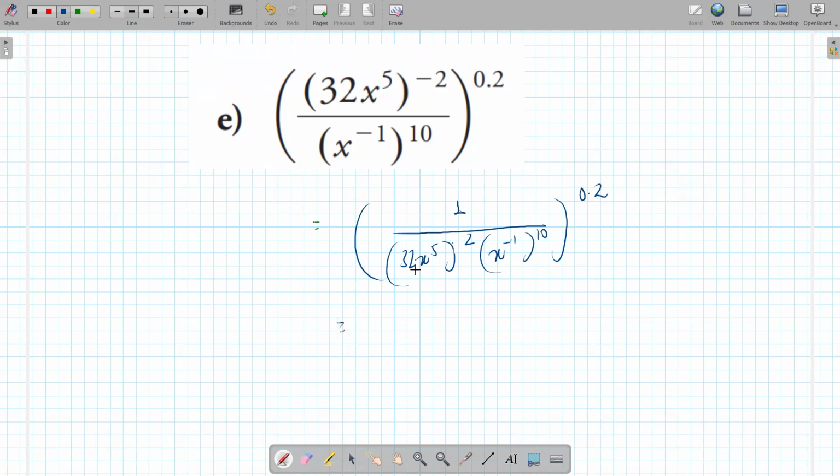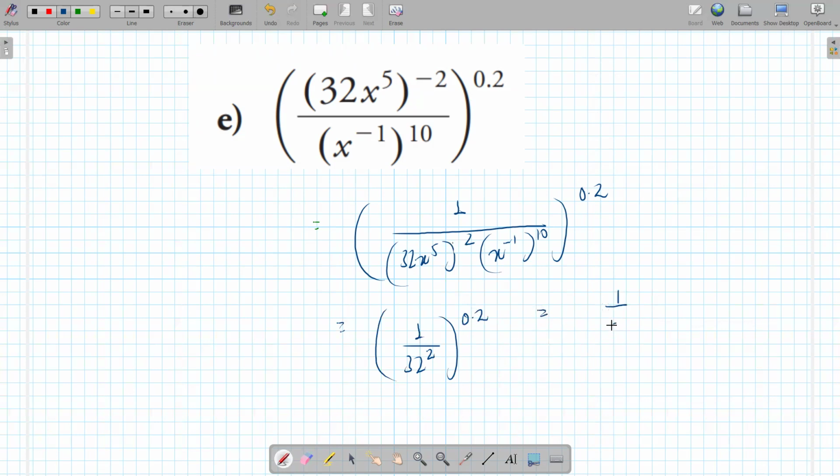Next, we're going to open both these brackets in the denominator. You will get 32 squared times x^10 times x^-10, like that. What's x^10 times x^-10? It's 1. x^0 or just simply 1. So our entire expression becomes 1 over 32 squared to the power of 0.2.